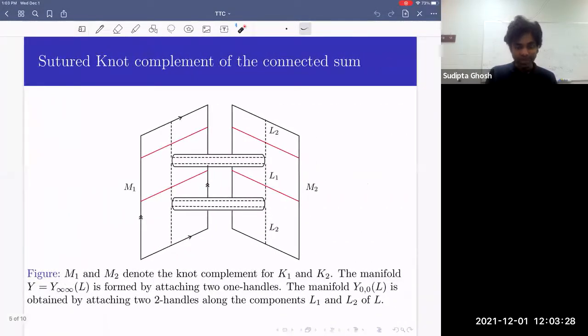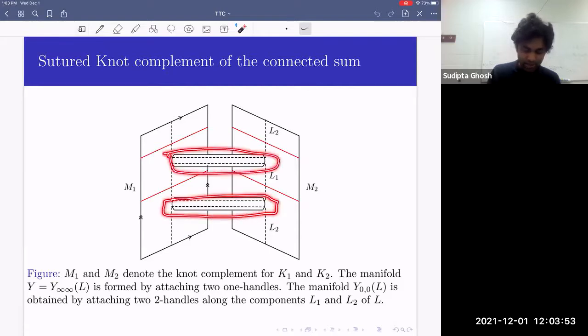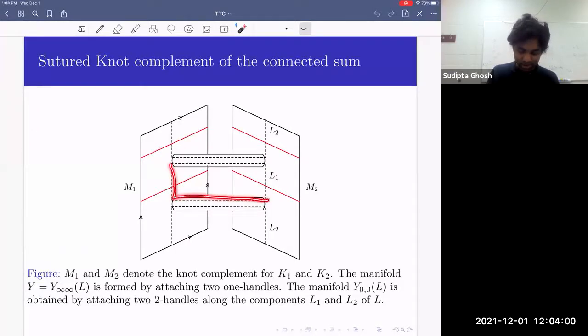And the way we prove this is by first asking how we can build the sutured knot complement of the connected sum from the disjoint union of the knot complements. So on the left, we have the sutured knot complement of K1. On the right, we have the sutured knot complement of K2. And we build the sutured knot complement of the connected sum by first attaching two one-handles. And once we attach the one-handles, we realize that all we need to do is attach two contact two-handles along the knots L1 and L2.